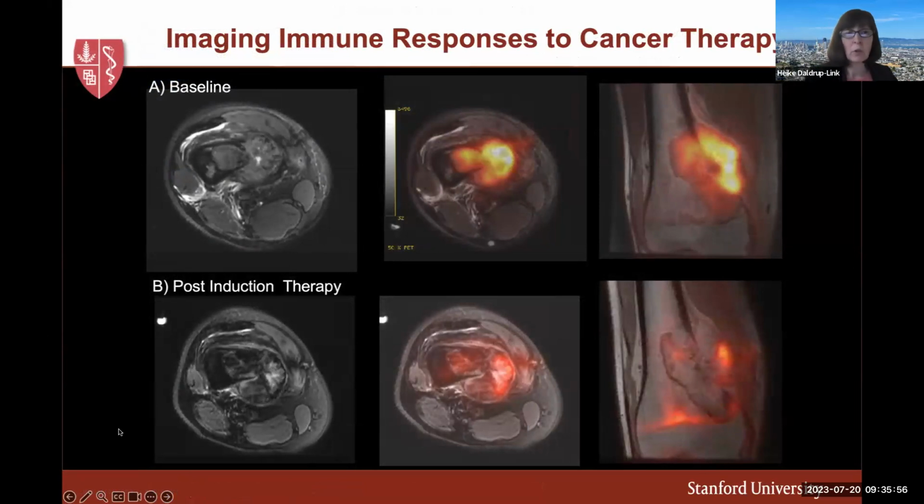Next, we translated this concept to the clinic. Here you see a patient at baseline, and here you see a patient after induction chemotherapy with an agent that activates macrophages. Both of these are nanoparticle enhanced scans, and you can see the increased accumulation of nanoparticles in the tumor tissue. This was several weeks after the induction chemotherapy, and at this point you already see a response of the tumor tissue on this T2 weighted scan, and this was the metabolic response of the tumor tissue. You might remember I showed you this case earlier.